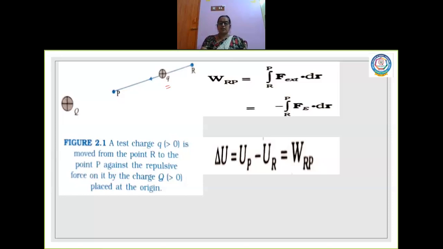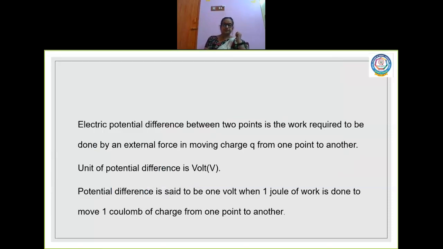Okay, so I am going to define now what is electric potential difference. Electric potential difference between 2 points. So this is very, very important. When you learn a definition, you have to be very, very clear in this, children. Electric potential difference between 2 points is the work required by an external force, or the work done by an external force, in moving a charge from one point to another. Whenever you write any definition, it should be exactly correct. You cannot make any mistake while you write a definition. So I repeat once again, electric potential difference between 2 points is the work done by an external force in moving a body or a charge from one point to another.